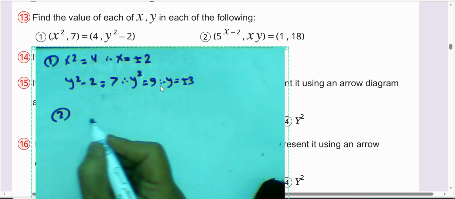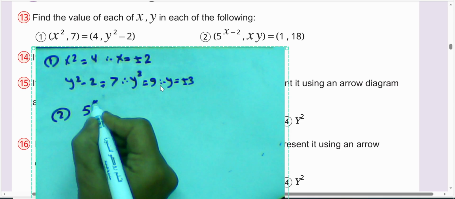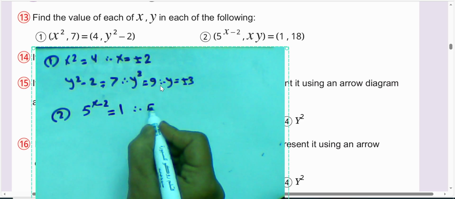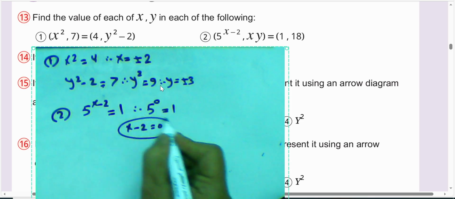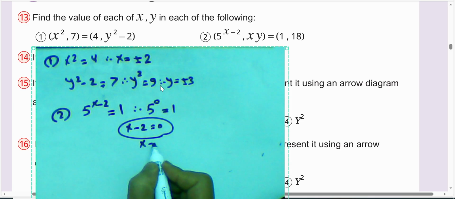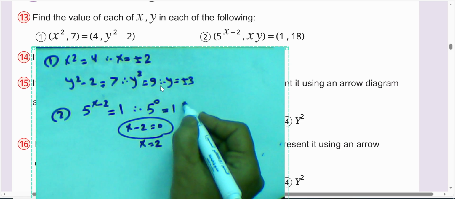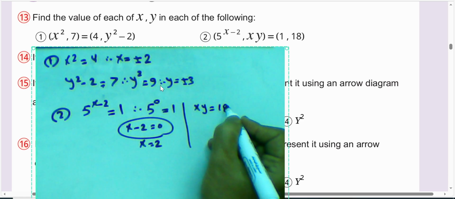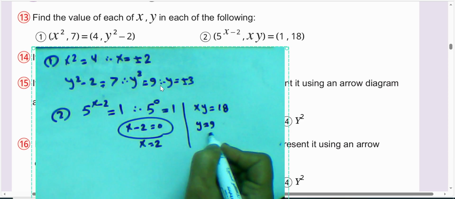Number 2. First equals first and second equals second. 5 power x minus 2 is equivalent to 1. 5 power 0 will be 1. Then x minus 2 equals 0. Okay, then the value of x will be equal to 2. And second, x times y will be equal to 18. X was 2. 2 times what equals 18? 2 times 9. And the value of y will be 9.